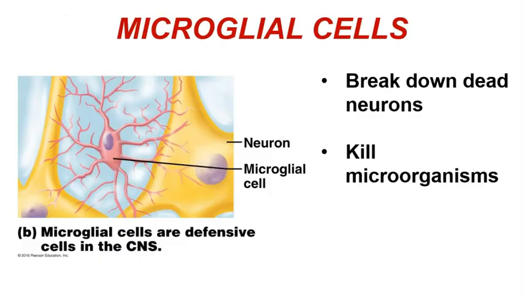Next, we have the microglial cells, and the microglial cells function in a capacity that's very similar to cells of the immune system. They function to break down dead or dying neurons in the central nervous system, and they also function to kill microorganisms like bacteria that have entered the central nervous system.